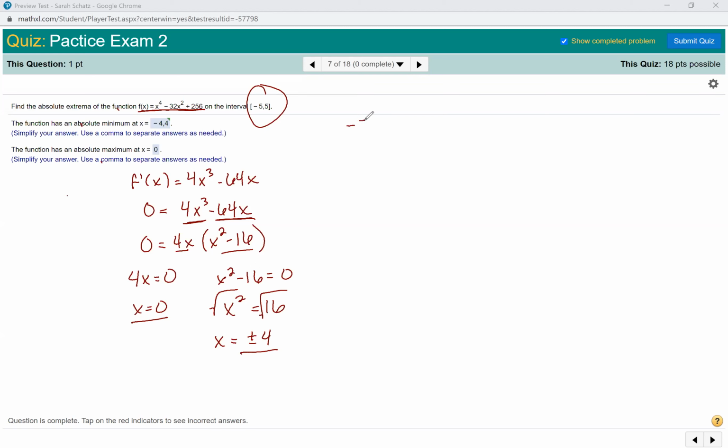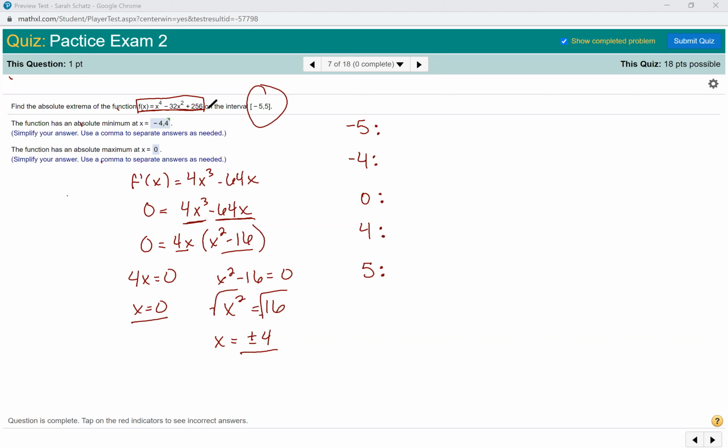So you guys, let's set it up. I'm going to test -5. Remember, test your endpoints also. -4, 0, +4, and +5. So make this list of values we are testing, and then test them in the original function. That test is really just finding y values at these points for the original function. And then after I find them all, I'm just going to compare them. Which one's bigger, which one's smaller? And those will be your absolute max and min. And remember, you can have multiple max and min spots.